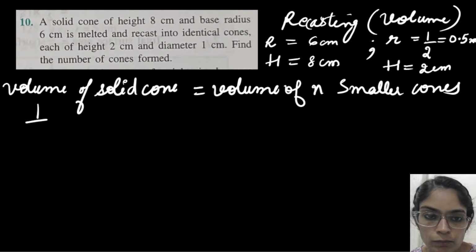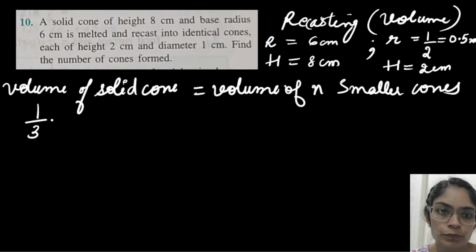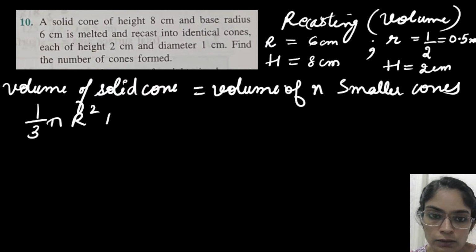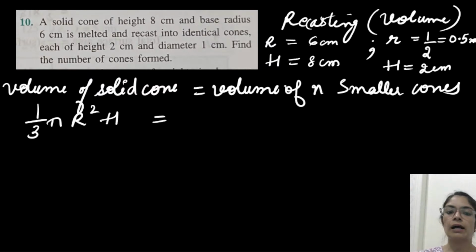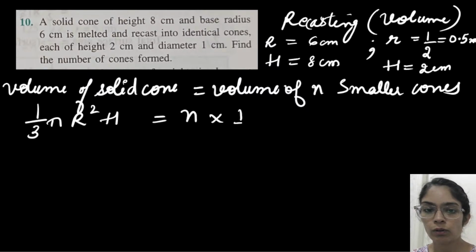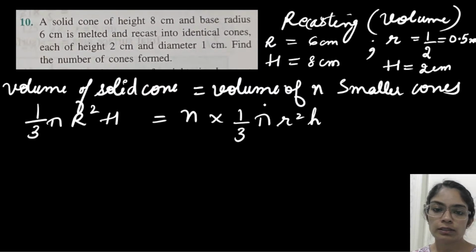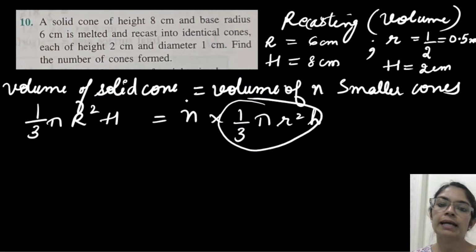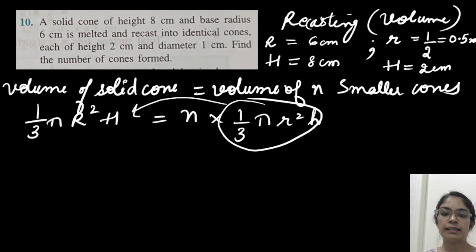So we'll just write the volume formula. This is 1 by 3 pi r square h. This is equal to, because I have assumed the solid one's dimensions as capital R and capital H, so I am writing that way, n into 1 by 3 pi r square h. Now we can substitute. Because n we have to find, the entire thing will shift to the other side. It is getting multiplied this side, so when we shift it to the other side, it will get divided.